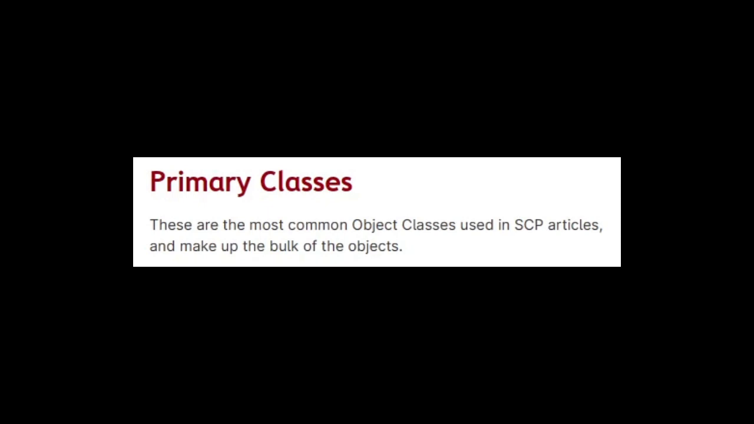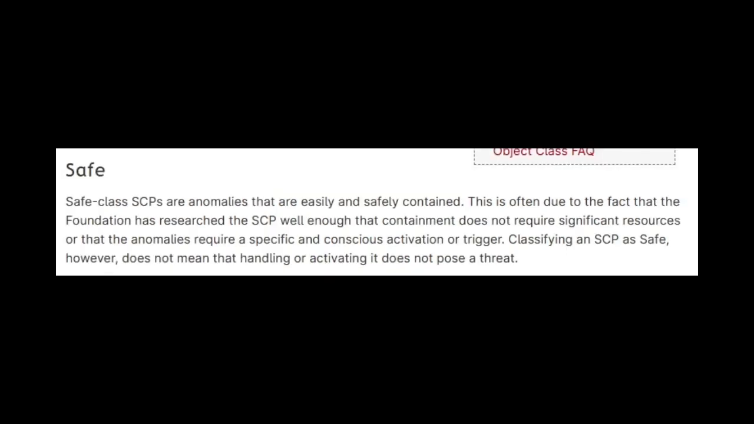Primary classes. These are the most common object classes used in SCP Articles and make up a bulk of the objects. Safe. Safe class SCPs are anomalies that are easily and safely contained. This is often due to the fact that the Foundation has researched the SCP well enough that containment does not require significant resources, or that the anomalies require a specific and conscious activation or trigger. Classifying an SCP as safe, however, does not mean that handling or activating it does not pose a threat.